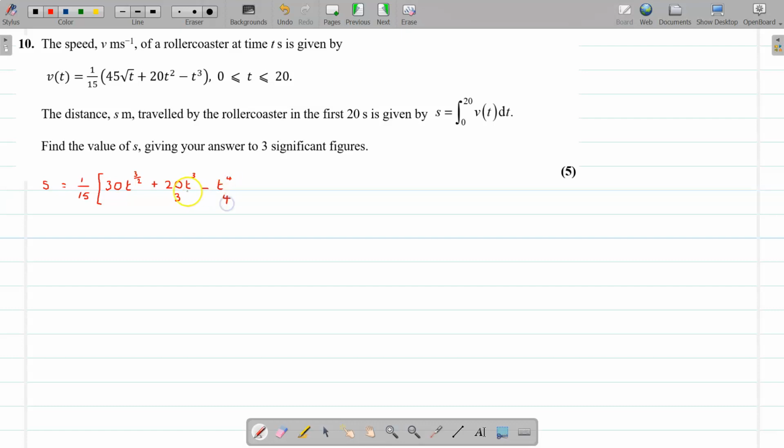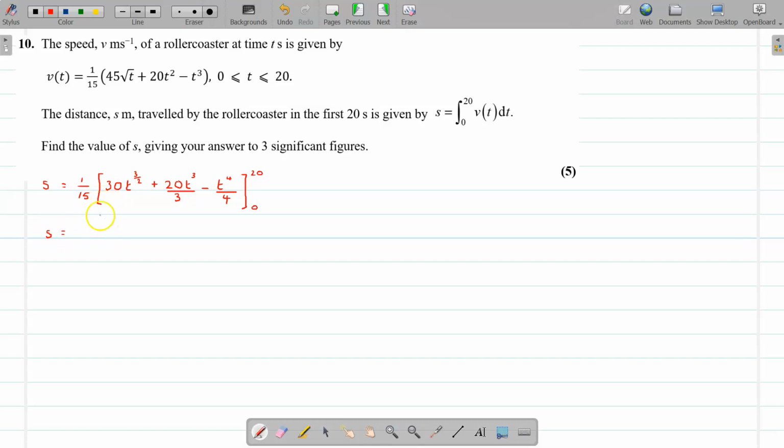Okay, so use the correct notation, and remember now that we've got to close the square bracket and include the limits. And also, of course, remember that we do not need to put the constant of integration on a definite integral. So the upper limit is 20 and the lower limit is 0. Okay, so we now go to the next stage, which is to substitute those values of t in.